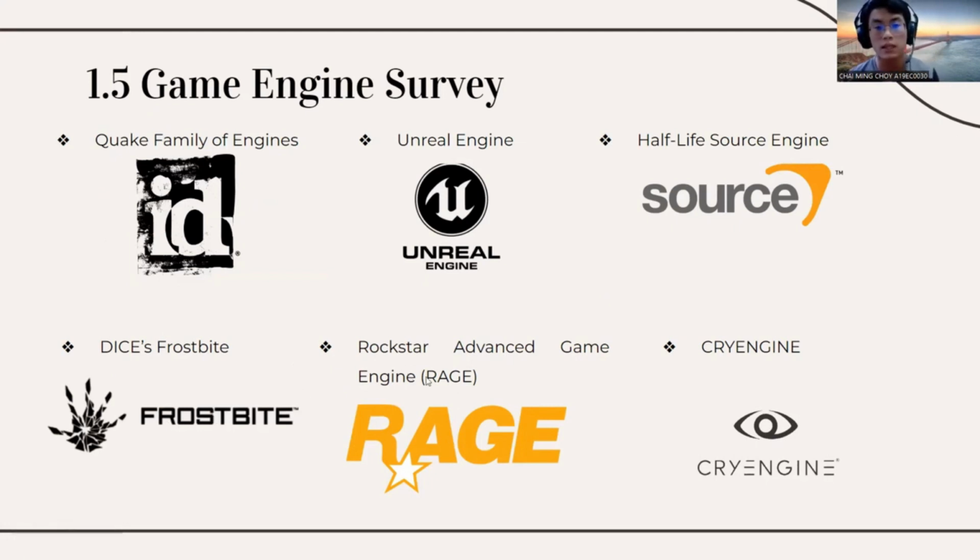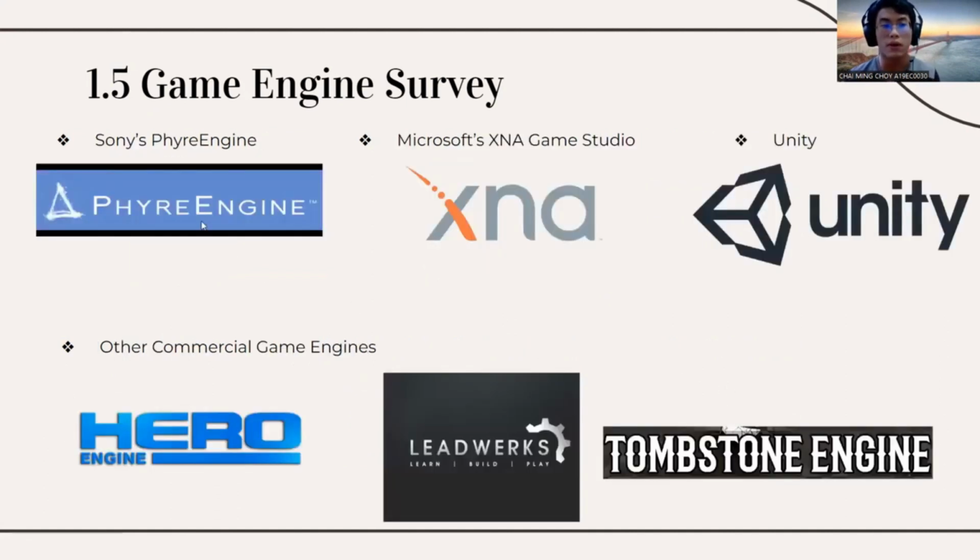The Rockstar Advanced Game Engine, which created GTA; the CryEngine, which created the game Far Cry; Sony's Fury engine, which created numerous games for the Sony platform; Microsoft XNA Game Studio, which no longer exists, replaced by MonoGame; and Unity, which provides various platforms. There are also other commercial game engines like Hero, Leadwerks, and Torque engine.